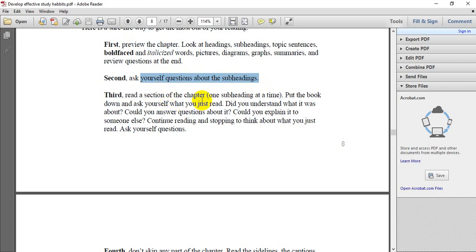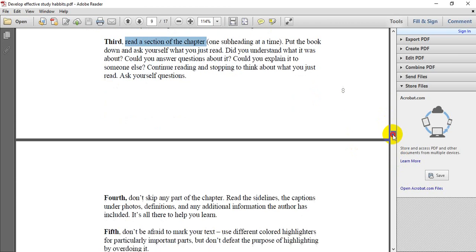Third, read a section of the chapter. Put the book down and ask yourself what you just read. Did you understand what it was about? Could you answer questions about it? Could you illustrate it to someone else? Continue reading and stopping to think about what you just read. Ask yourself questions about that.